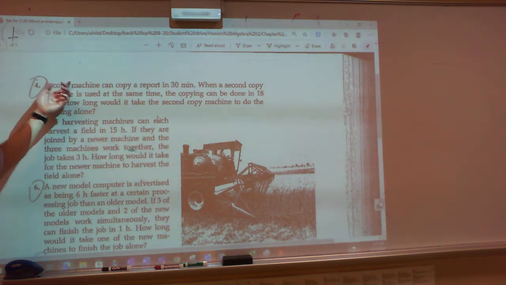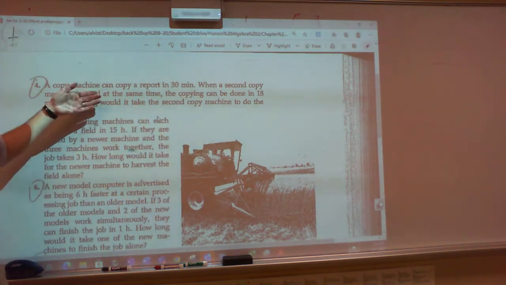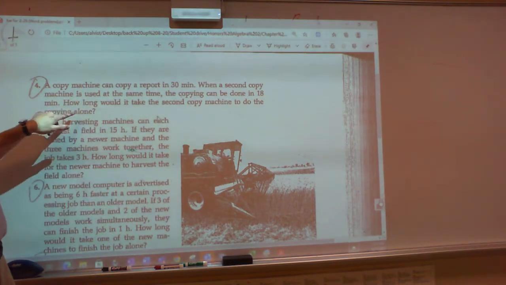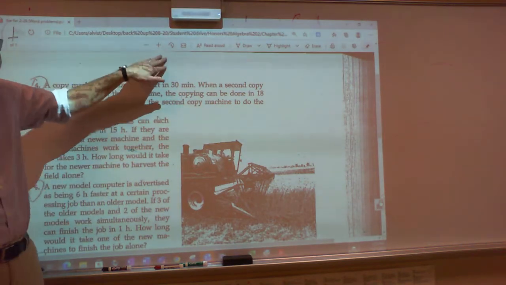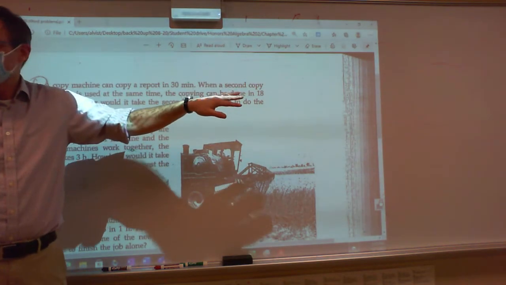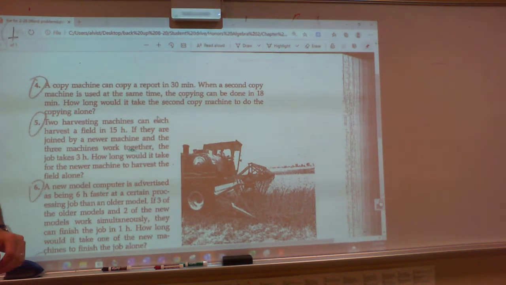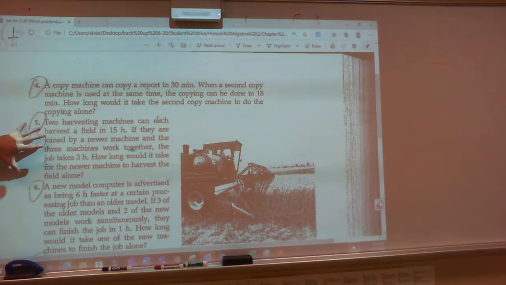One copy machine can do it in 30 minutes. The second copy machine, working at the same time, can get it done in 18 minutes. How long would the second copy machine take alone? So you're going to have 1 over 30 plus 1 over x equals 1 over 18, right? So this is virtually identical to what we've done. And then they tweak it a little bit.